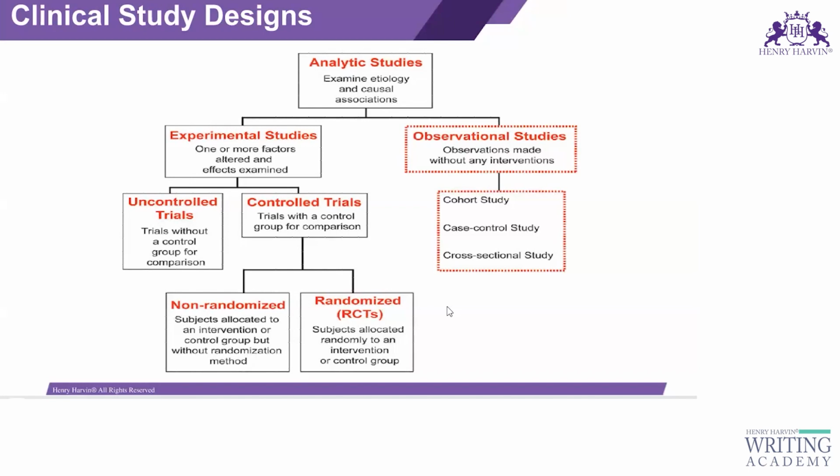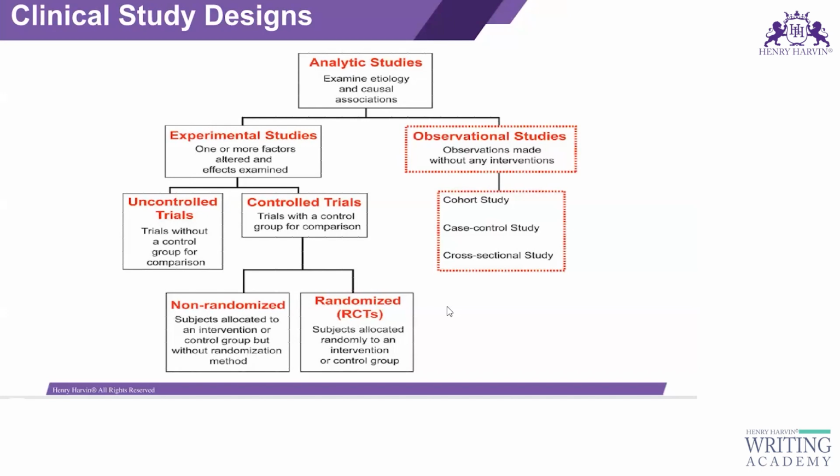Then, experimental or interventional studies are of two types: uncontrolled or controlled trials. When we are not using any control group, those are known as uncontrolled trials. Controlled trials are the trials with a control group for comparison, when we divide the participants into two groups and to one group we administer the control for comparison. That is known as controlled trials.